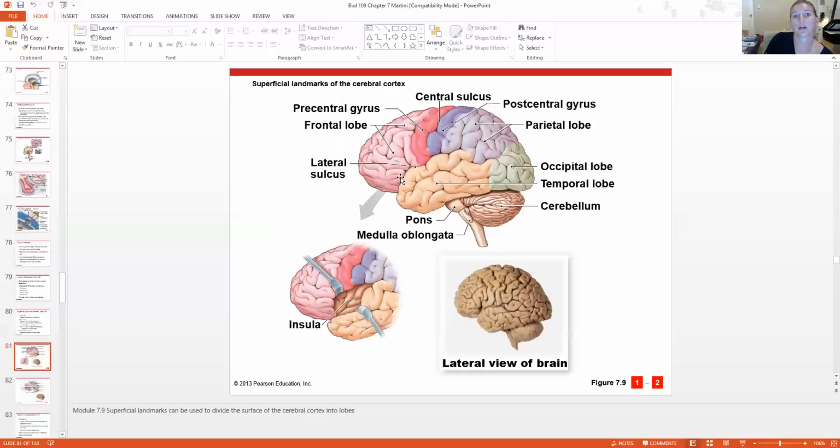Let me explain how I'm going to test you on these things so that you understand. I will be referring to them in context. I will not give you a diagram. You will not have to label or color or identify anything. You may have to do that in lab, so just be aware.